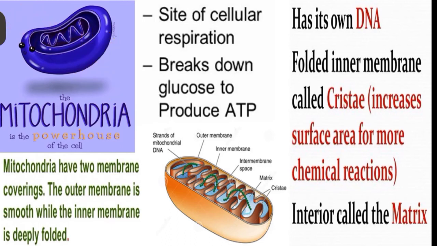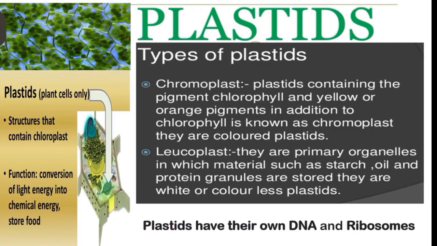Mitochondria has two membrane coverings. The outer membrane is smooth while the inner membrane is deeply folded. They are the sites of cellular respiration as it breaks down glucose to produce ATP. It has its own DNA. The folded inner membrane is called cristae as it increases the surface area for chemical reactions, and the interior region is called the matrix.